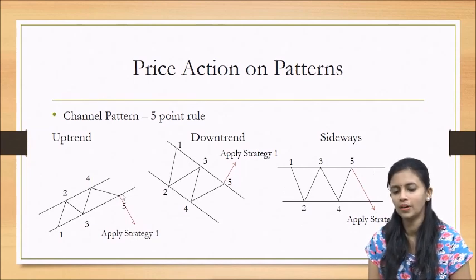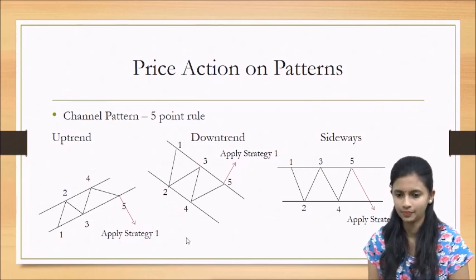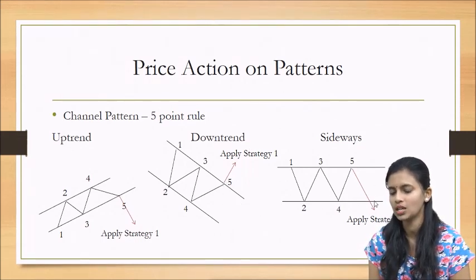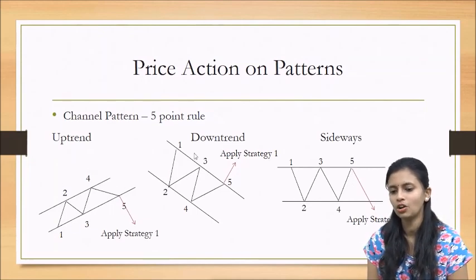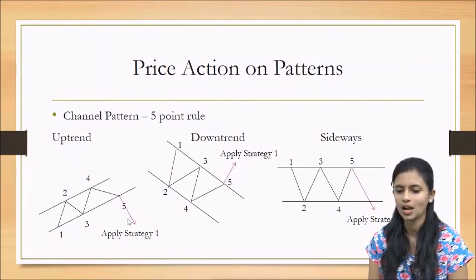Now where can you apply the price action strategy? Under this channel pattern, at point 5, if you find reversal patterns as we discussed before, you can apply strategy 1. If it is an uptrend, then a bullish reversal pattern should be there at point 5, and if it is a downtrend, then a bearish reversal pattern. If it is sideways, you have to see what type of reversal pattern is coming here, bullish or bearish, and then apply this strategy. But it is better to avoid sideways, because the chances of stop loss being hit are more in this case. So when it is an uptrend or downtrend channel pattern, you can apply strategy 1.